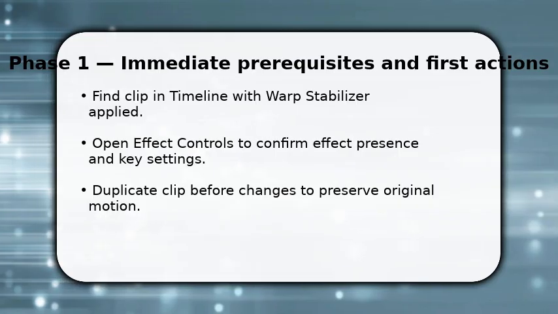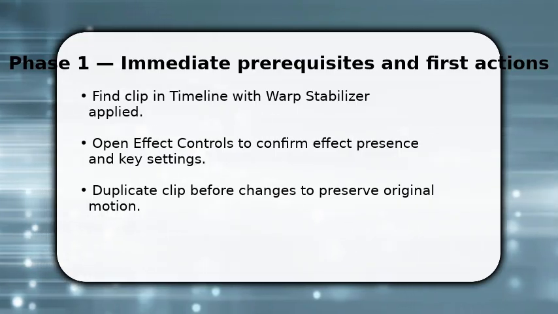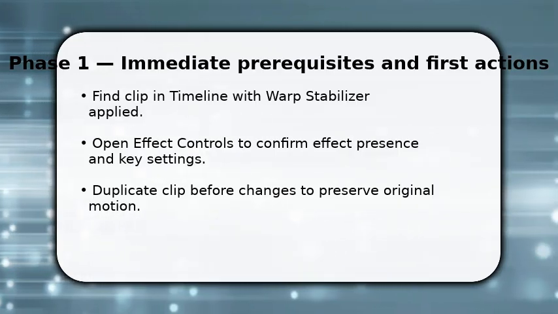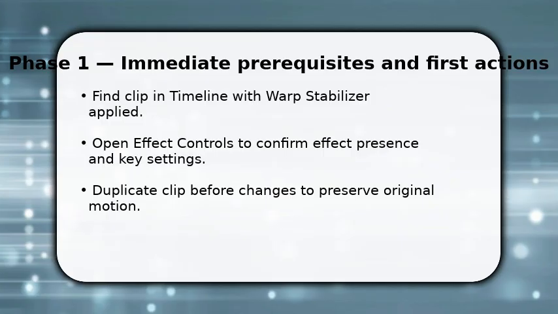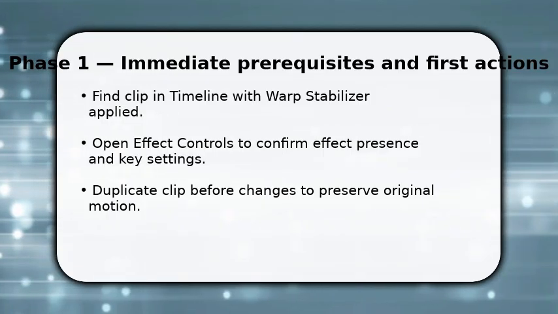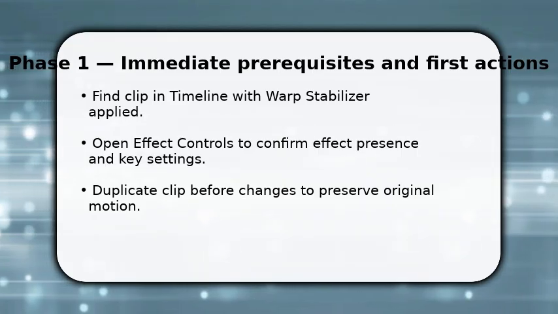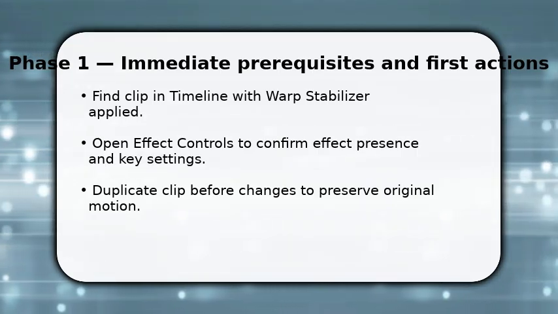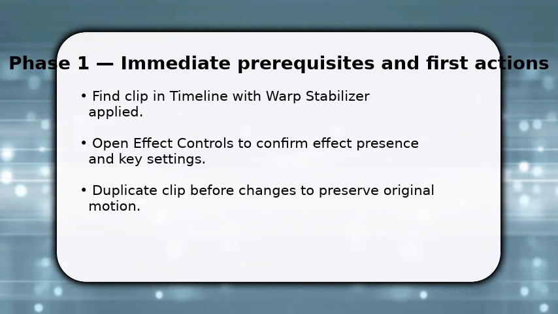You should duplicate the clip now, make a backup on the track above, because removing the effect is irreversible to that clip state. This step prevents lost work and ensures you can compare stabilized versus original motion once you remove the effect and move on to the next action.